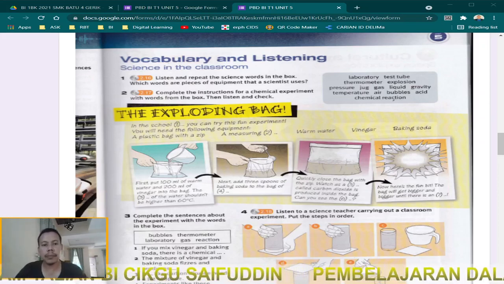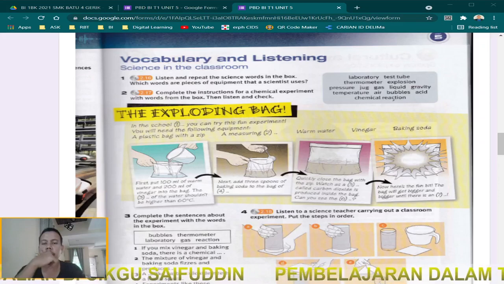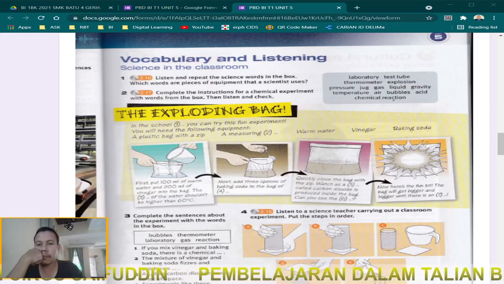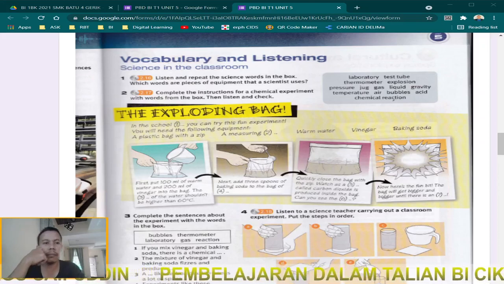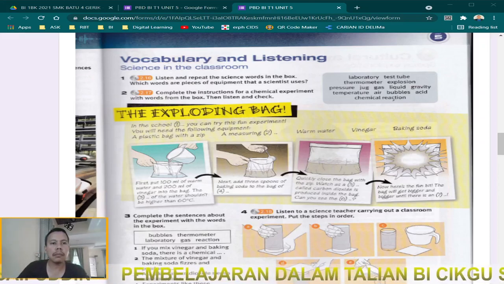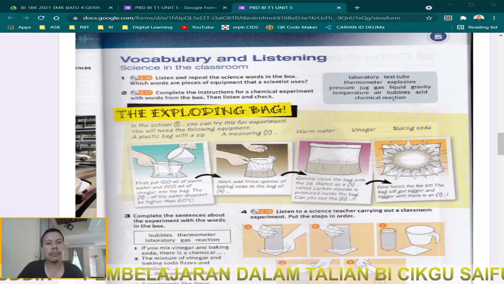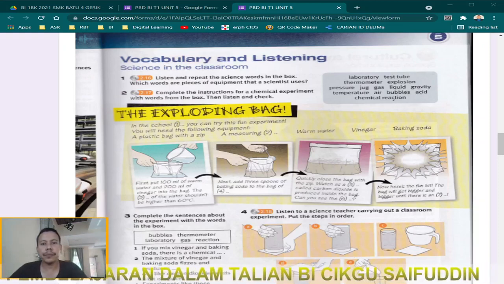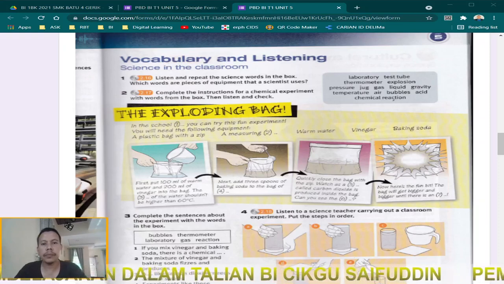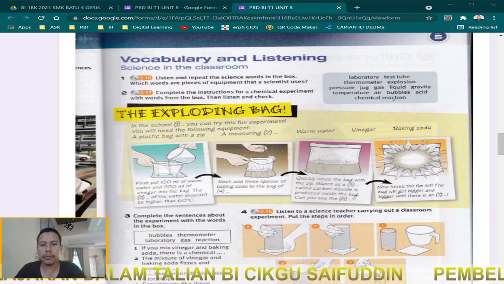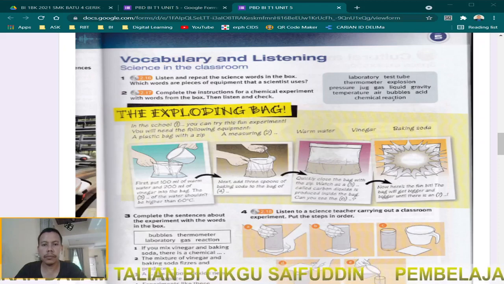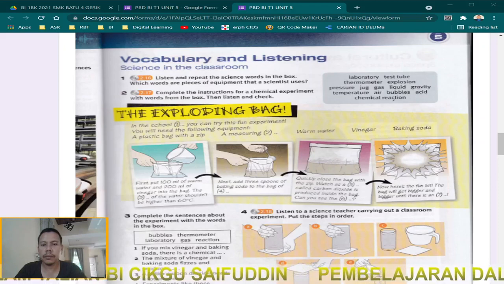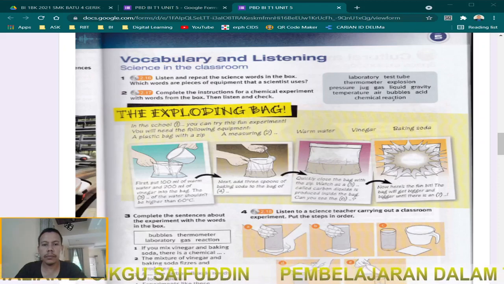Vocabulary and listening. Science in the classroom. Exercise 2. The exploding bag. In the school laboratory, you can try this fun experiment. You will need the following equipment: a plastic bag with a zip, a measuring jug, warm water, vinegar, baking soda.